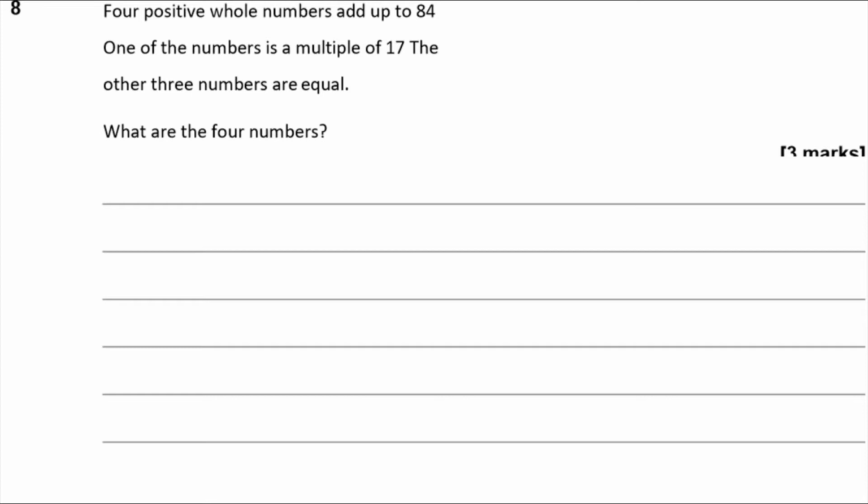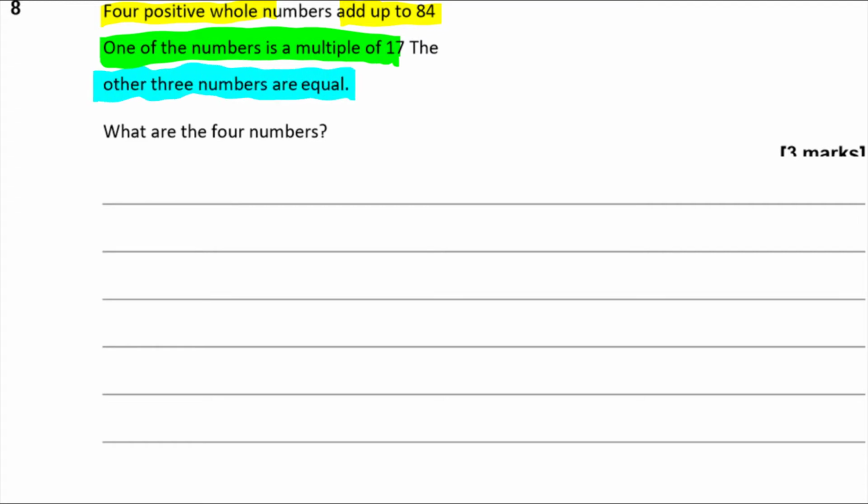So this is a bit of a puzzle we're going to have to work out, isn't it? We've got 4 numbers that add up to 84. That's the first clue. One of the numbers is a multiple of 17. That's the second clue. And then we've got the other 3 numbers are equal. That's the third clue. So we have to use these 3 clues to work out what the numbers are.